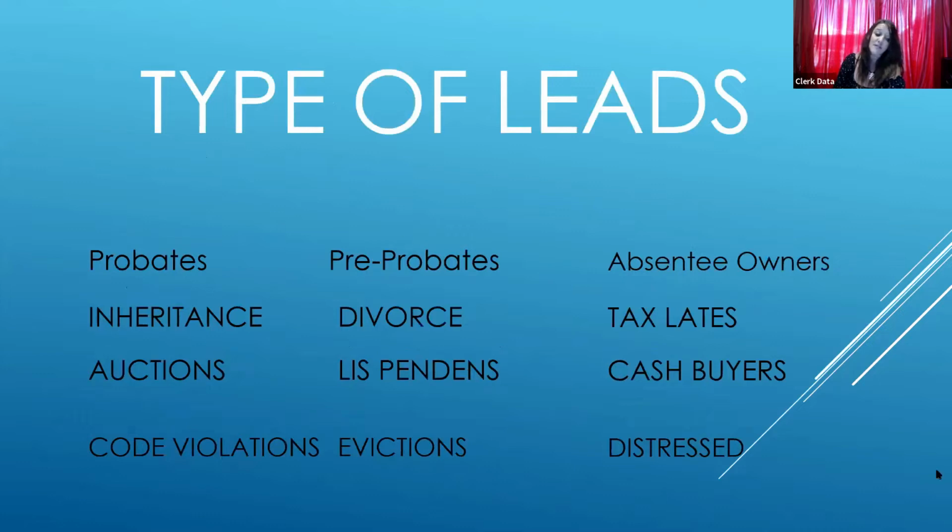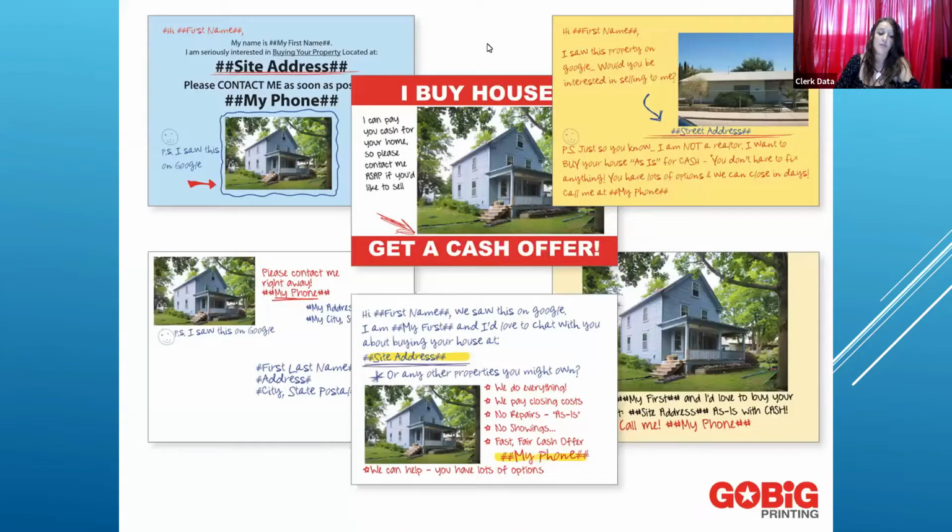Now, here's some of the types of leads that we do offer. I'll let you go ahead and look those over for just a moment. Nancy's going to be talking about the pre-probates tonight, but we also do probate, pre-probate, absentee owners, inheritance, divorce leads, tax lates, auctions, lis pendens, cash buyers, code violation, eviction, distress, and so on and so forth. Those are some of the leads that we can offer, and we can also do customized leads for you too: specific age, specific how long they've owned the property, LTV, equity in the property, stuff like that. These are the types of postcards that we recommend.